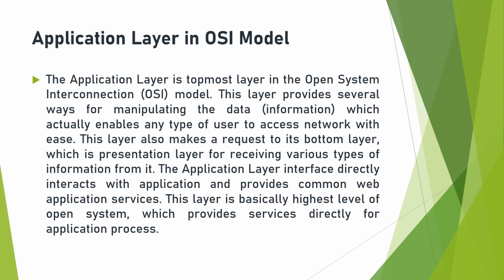The application layer is the topmost layer in the open system interconnection model. This layer provides several ways for manipulating the data information which actually enables any type of user to access network with ease. This layer also makes a request to its bottom layer, which is presentation layer, for receiving various types of information from it. The application layer interface directly interacts with the application and provides common web application services. This layer is basically the highest level of open system which provides services directly for application process.